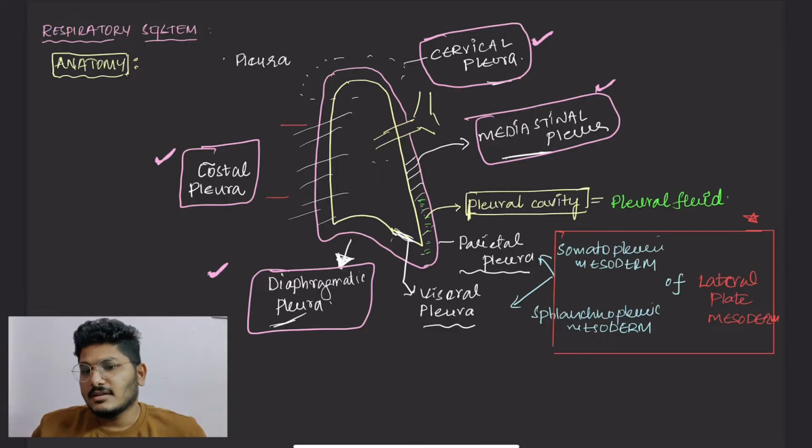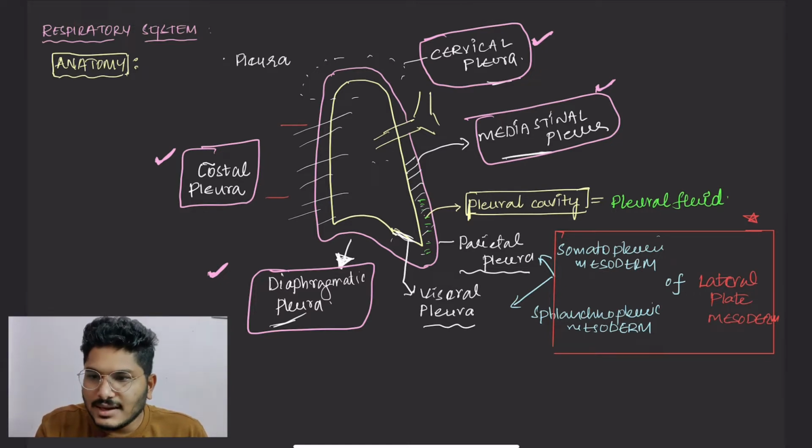Hi everyone. Now let's start discussing a new topic, the respiratory system, starting from its anatomy. In the respiratory system we will mainly focus on very important things in anatomy, like the pleura and the lung borders. So the first one I'm going to discuss is the pleura.